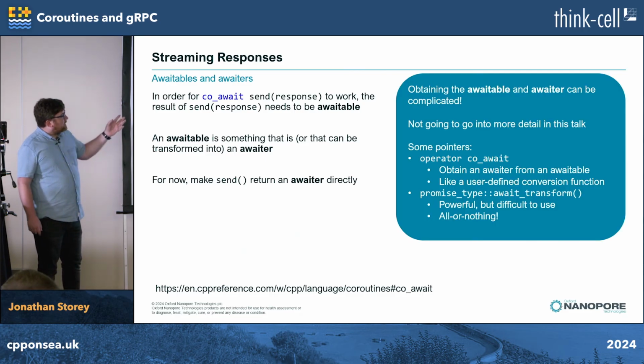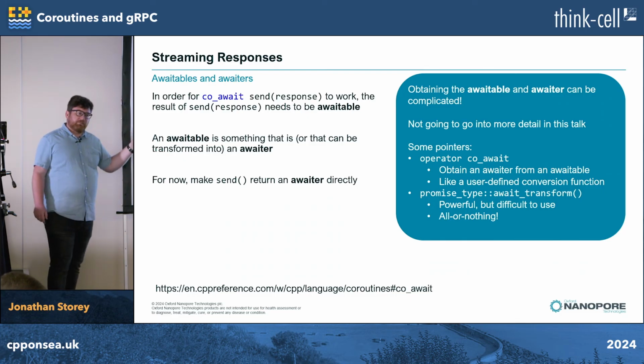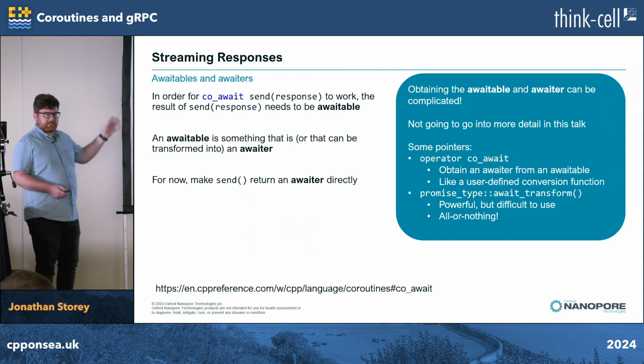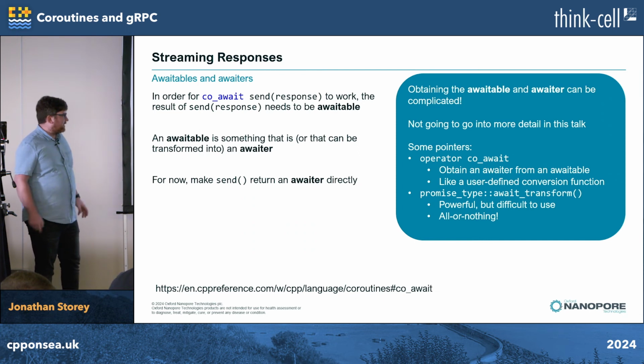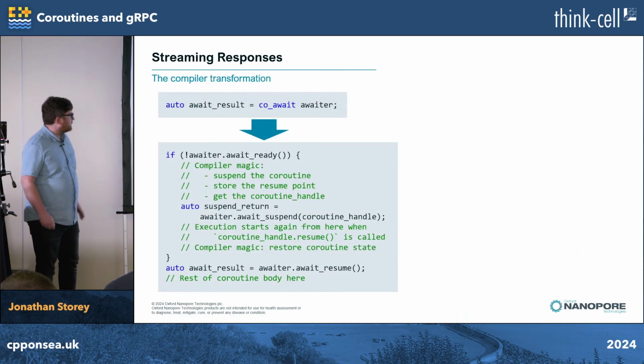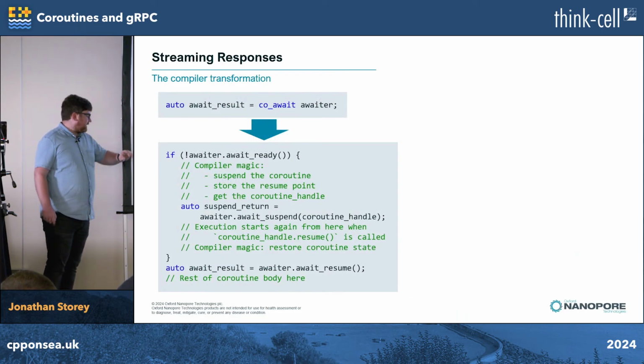Obtaining the awaitable and the awaiter can be complicated. Like I said, I'm not going to go into it, but there's operator co-await, and that's kind of like an implicit conversion. You can think of it that way. And there's also this promise type await transform. And because it's in the promise type, that's defining the behavior of the coroutine as a whole. So again, we're not going to go into that. They exist, you can read up on them if you like. They're not useful for what we're doing today. I'm already quite late into the talk.